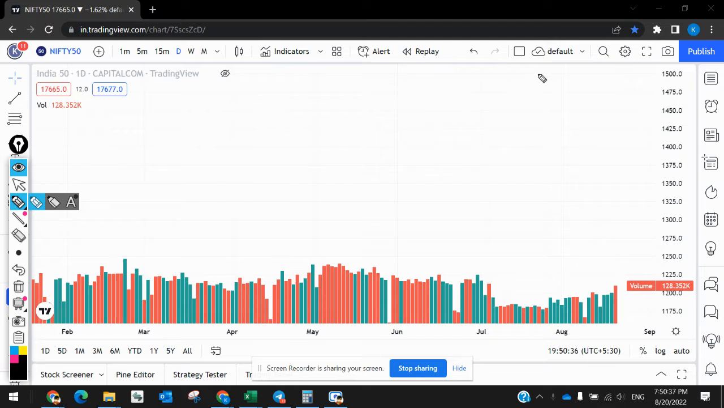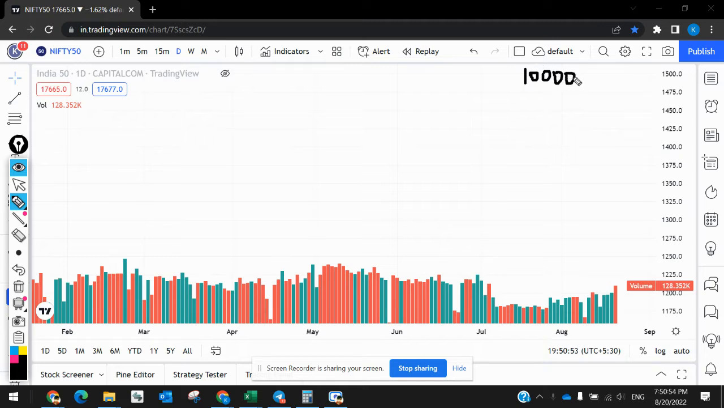There are some basic rules that we should all follow. I will start off with position sizing. When we all enter the market, we all have a fixed capital. Suppose we start with 10,000 rupees of capital.